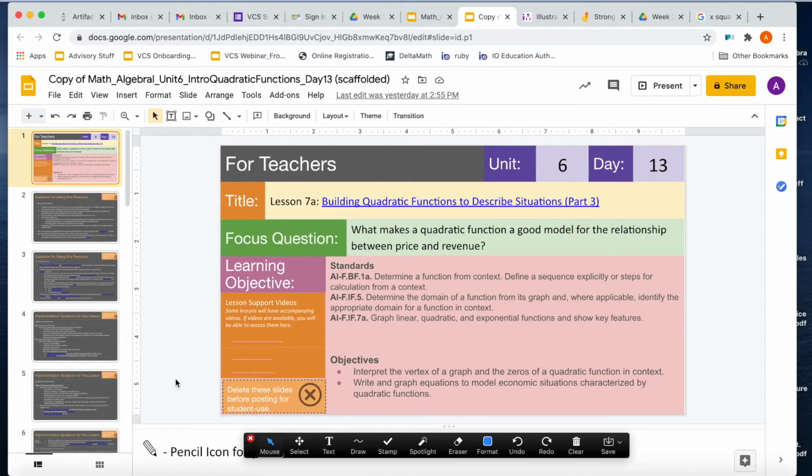Review how to execute the stronger and clearer routine. To summarize the lesson 7A, building quadratic functions to describe situations, part 3, explore. It's important to really think about the focus question when executing a summary routine, because you want to make sure that you're connecting back to it. So what makes a quadratic function a good model for the relationship between price and revenue?